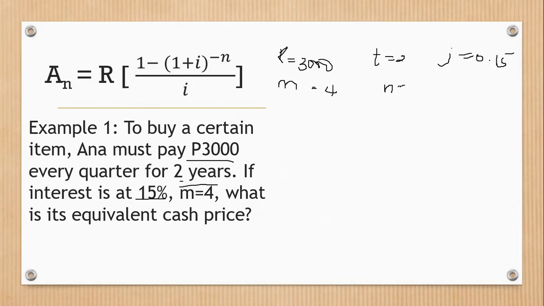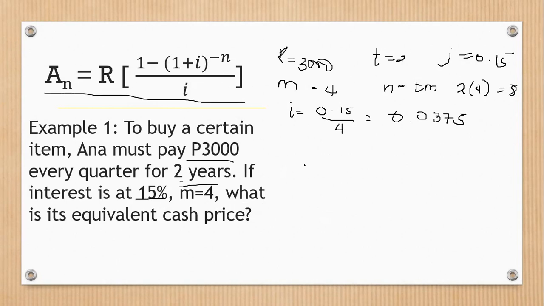We can solve our n, t multiplied by m. Our t is 2, then our m is 4. So n is equal to 8. Next, for our i, it is equal to j, 0.15, divided by m, which is 4. 0.15 divided by 4 gives 0.0375. Complete na po ang given. We can substitute that into our formula.